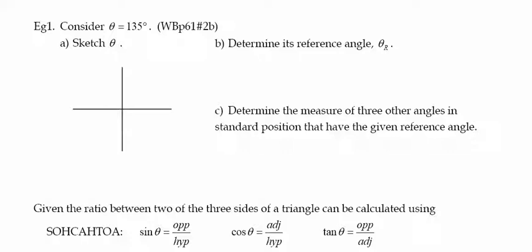In example number 1, I have theta equals 135 degrees. And this is an angle in standard position, measuring from the positive x-axis. 135 degrees goes beyond 90. It goes beyond a right angle. And in fact, it will go all the way to the middle in quadrant number 2. This is 135 degrees. How do I know that it is right in the middle?